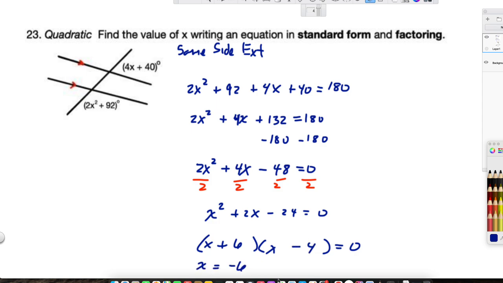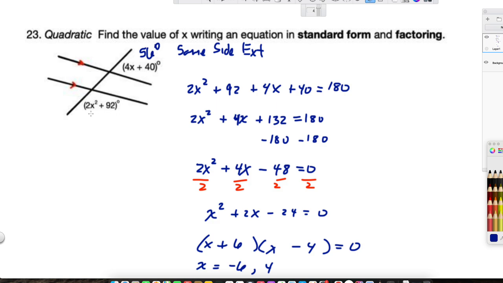So x is negative 6 or positive 4. Negative 6 in this case doesn't work because we end up getting a negative angle. So 4 times negative 6 is, oh, actually, no, never mind. That works. We could still do it. 4 times negative 6 is negative 24 plus 40, that would be 16. And if I put 4 in, 4 times 4 is 16 plus 40, that would be 56. It looks like 4 makes more sense, but this would still work.